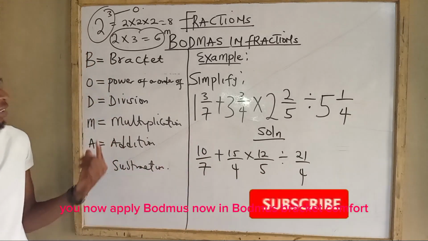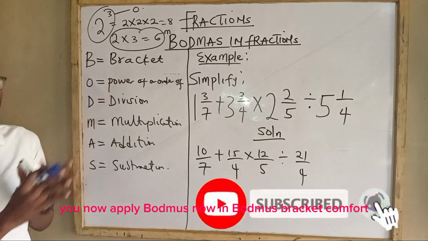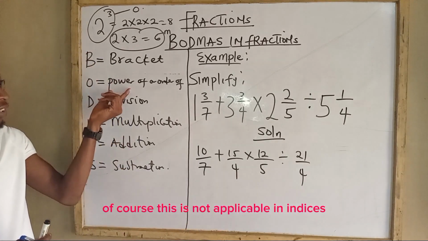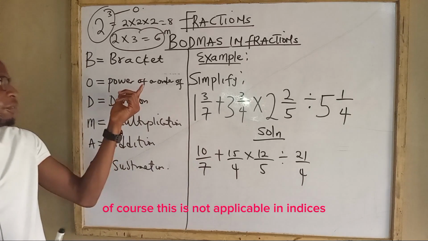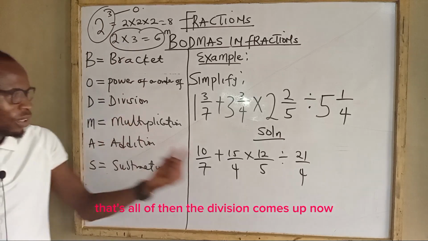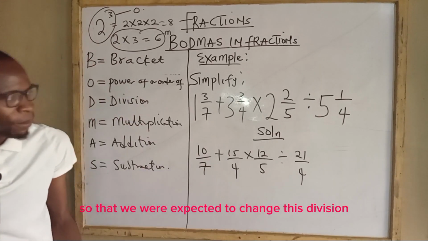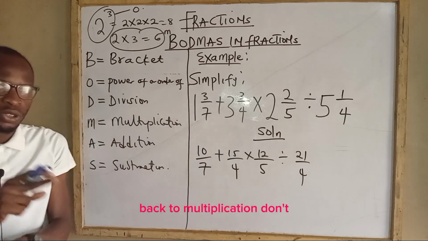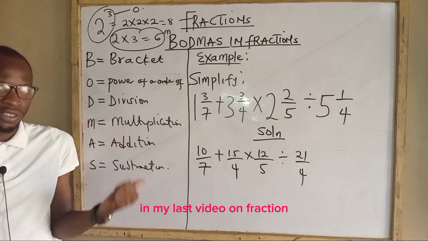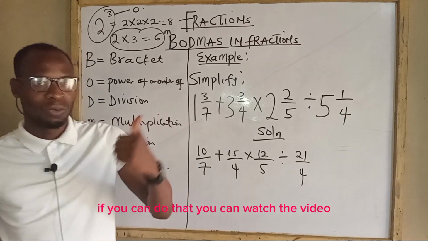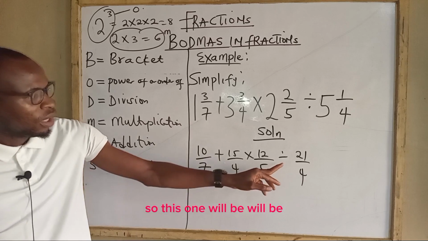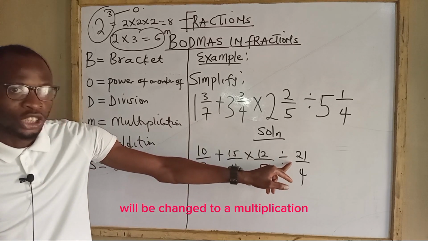Now in BODMAS, bracket comes first, but there is no bracket here. We skip that step. This is not applicable majorly in fraction, like I have said before. It's applicable in indices, that's O, of. Then the division comes up now. So that means we are expected to change this division back to multiplication. Don't forget I said division and multiplication are inverse operations in my last video on fraction. You can watch my previous video for you to understand all these principles very well. So this one will be changed to multiplication.